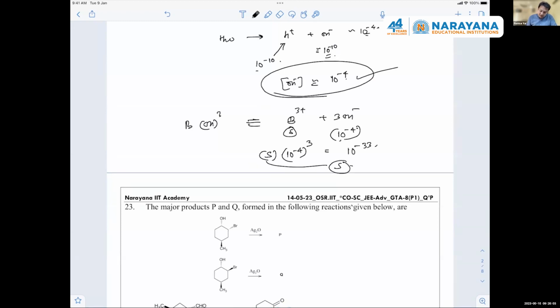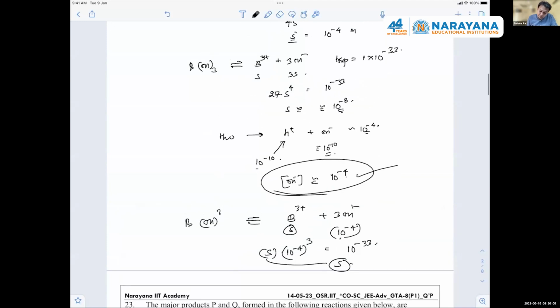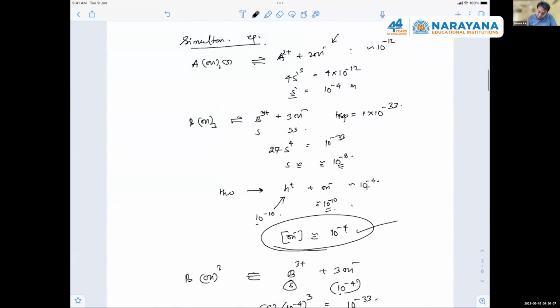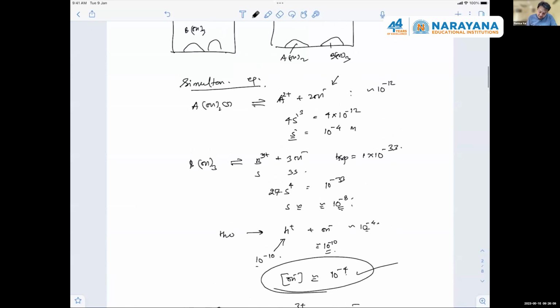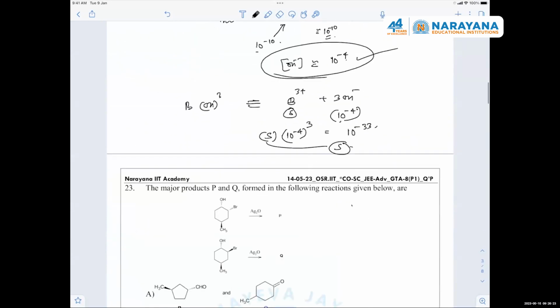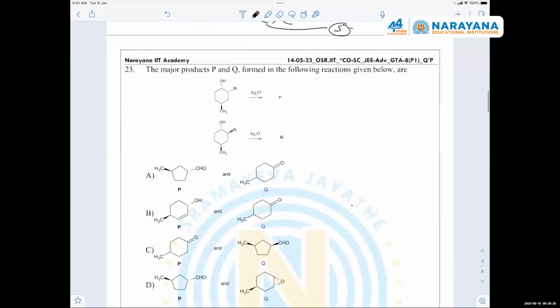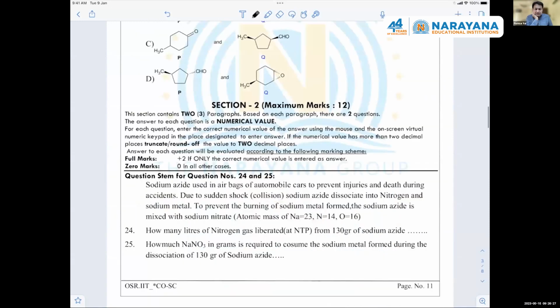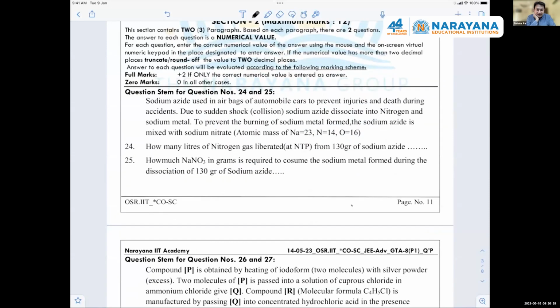So this S you get, and S dash will of course be, from the first equation, 10 to the power minus 4. And this S you will calculate from here. And whatever value X is there, you have to find this ratio S dash by X. I hope this is clear. Yes, sir. Okay. So I would say that this is a very easy paper. I don't think there is any doubt here.